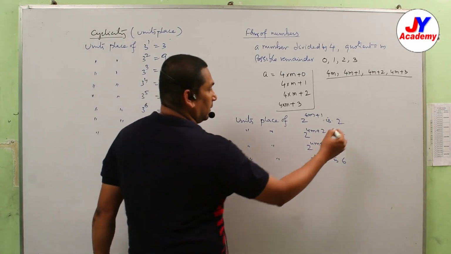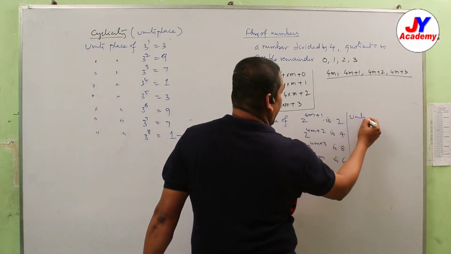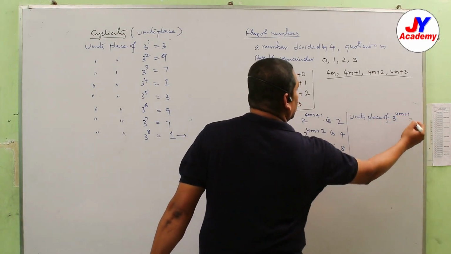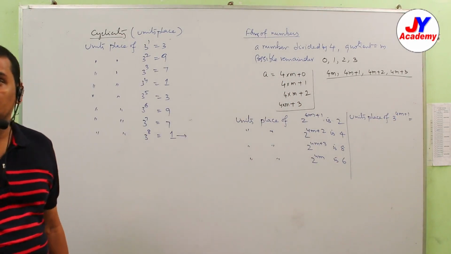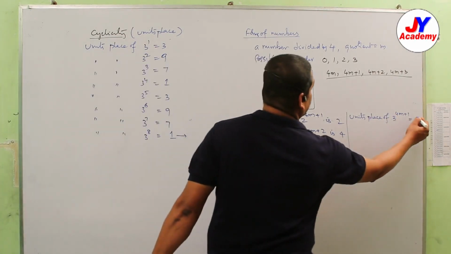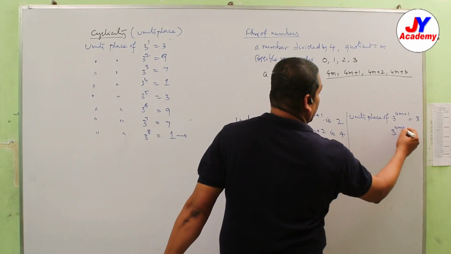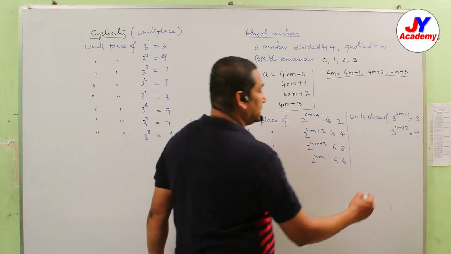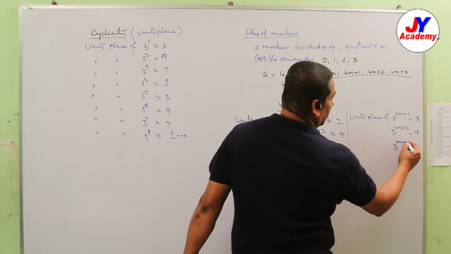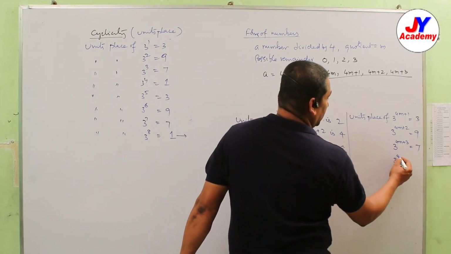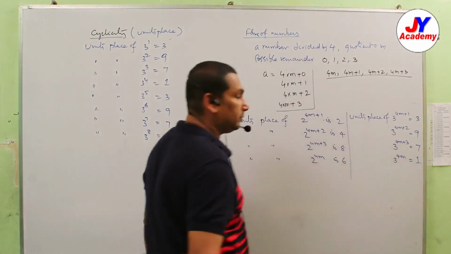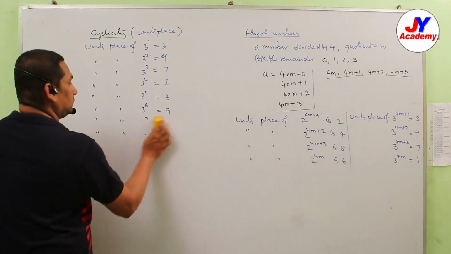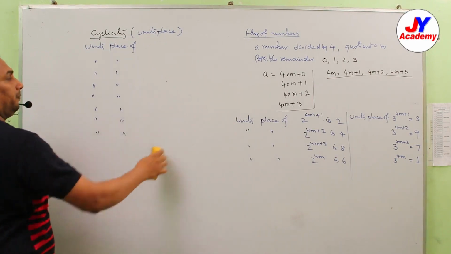So for 3 power 4m plus 1, when divided by 4 the remainder is 1, in that case the units place is 3. When the remainder is 2, the units place is 9. 3 power 4m plus 3, units place 7. 3 power 4m, units place 1. That is about it. Now, got it all of you?